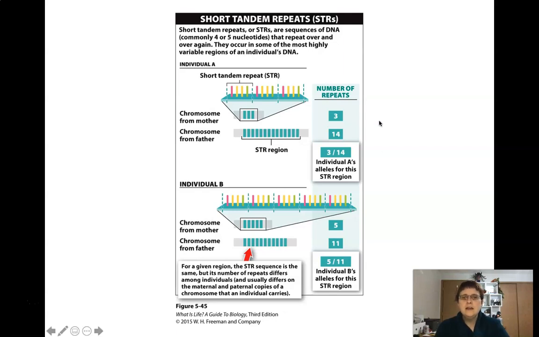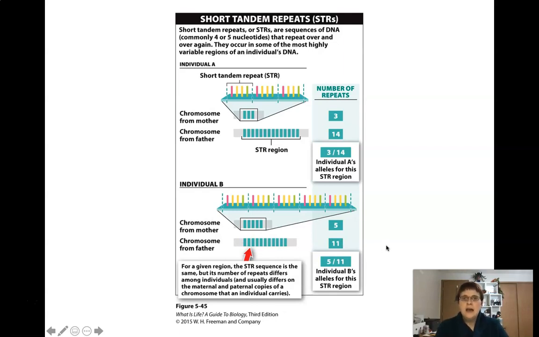And so you can see here, mother and father chromosomes. So the chromosome from mom has a number of 3 repeats, while the chromosome that was inherited from the dad for this individual has 14. So this individual has what we call a 3-14 STR, because one of them is 3, one of them's 14. The other individual has a different one because their mother's chromosome has 5 STR repeats, and the chromosome from their dad has an 11. So they'll have a 5-11.